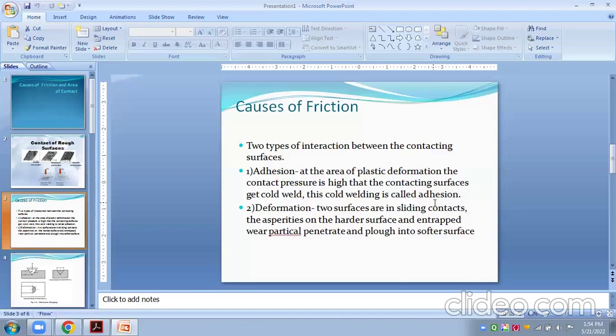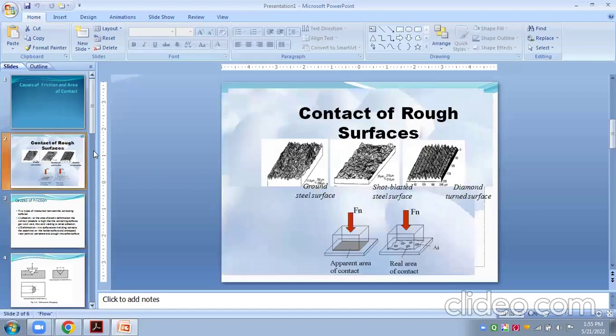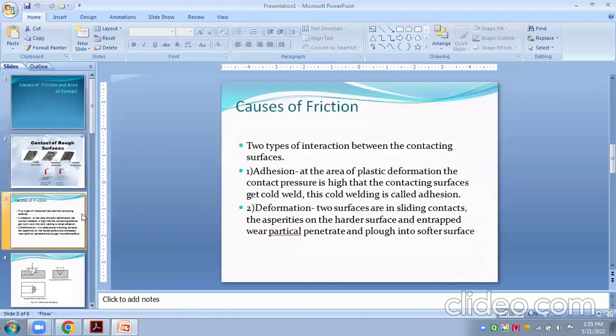First one is by growth of individual contact areas and second, by initiation of new contacts. Means whatever the pointed contacts are, they get flattened, and thus growth of these individual contact areas takes place. And second one is by initiation of new contacts. So as the area of plastic deformation grows, the contact pressure is so high that the contacting surfaces get cold welded. And this cold welding between the two contacting surfaces is known as adhesion. Okay. This cold welding is called adhesion.